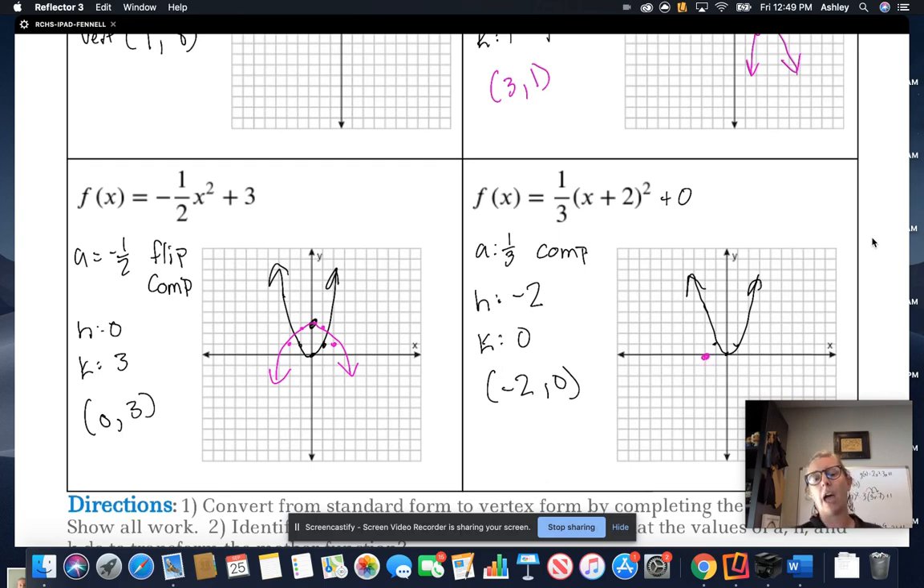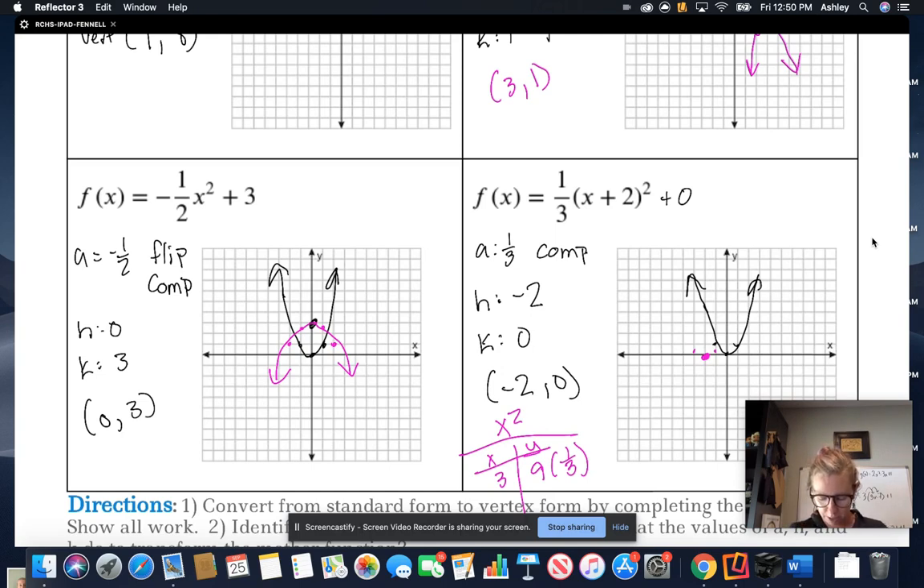And then every single output will be cut in thirds. So normally I go over 1 up 1. I'm going to go over 1 up only a third. If you think about x squared, if we were to plug in a value of 3 for x, we would get out 9, right? So I'm going to use that one and cut that one in thirds because it'll give me a nice whole number to graph. So 1/3 of 9 is 3.